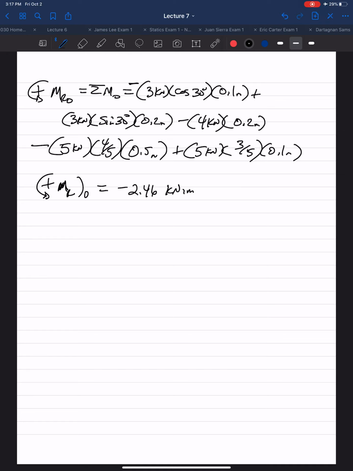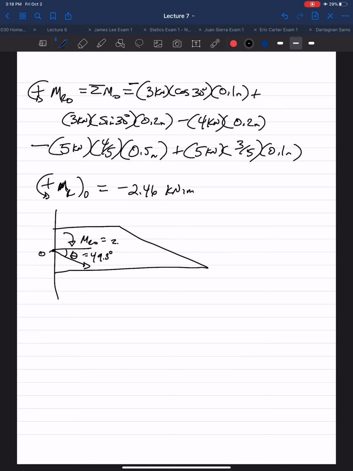So then we can say at point O, we can resolve that into a FR given by theta, which we said was 49.3 degrees, and a clockwise MRO of 2.46 kilonewton meters. And that's FR.